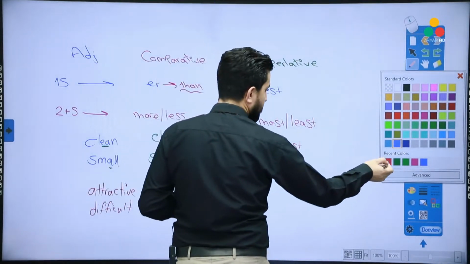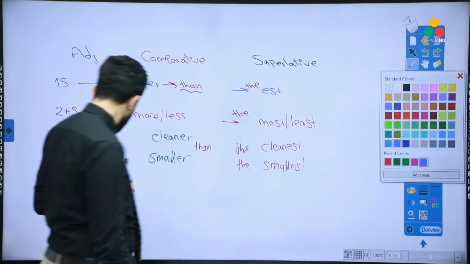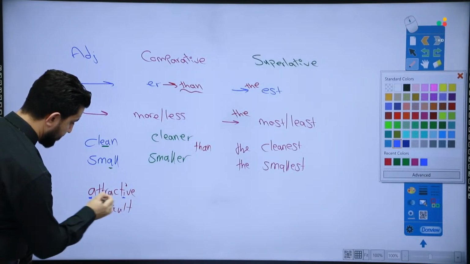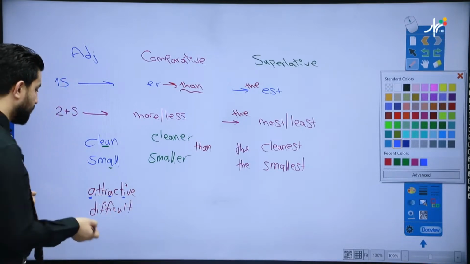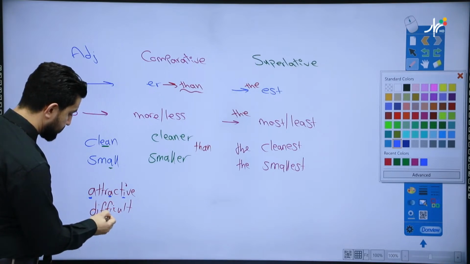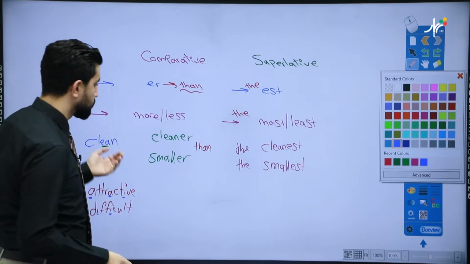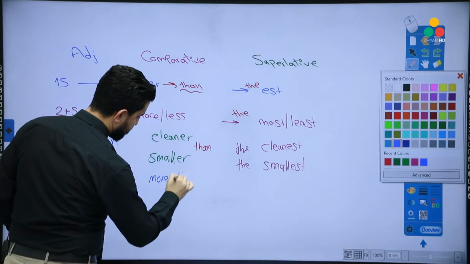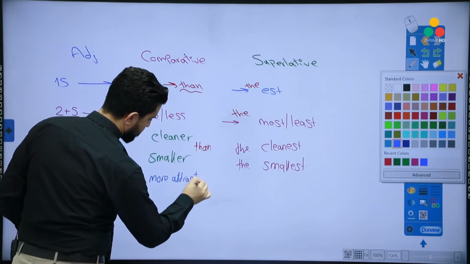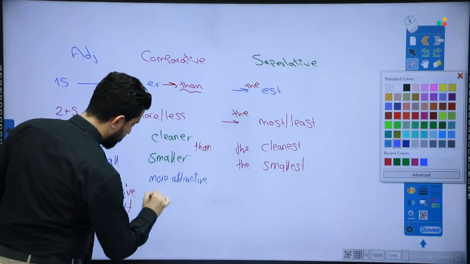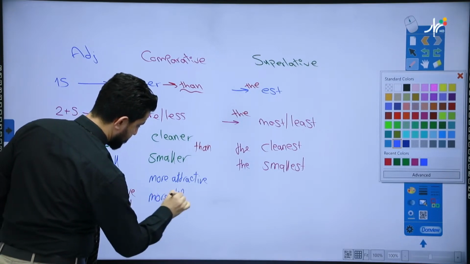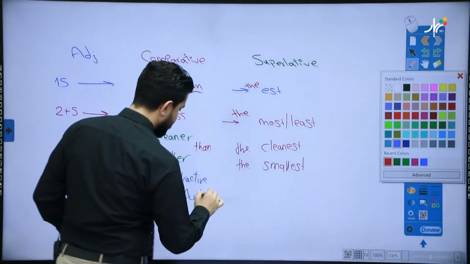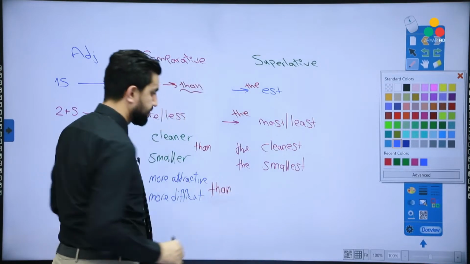Okay? We have another word here. Attractive and difficult. Let's see. Attractive has more than one syllable, and difficult has more than one syllable. So it must be more and most. So in this case we say more attractive than, or more difficult than. So we use than: more difficult than, more attractive than.